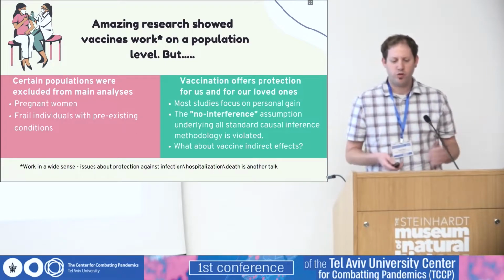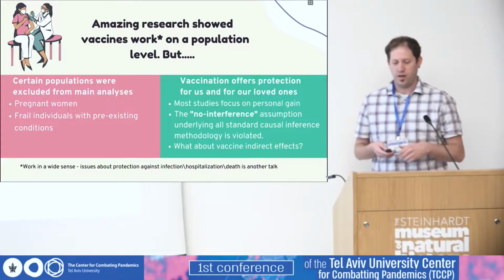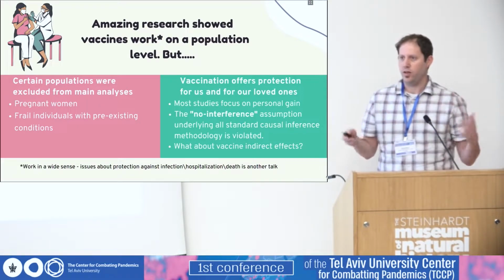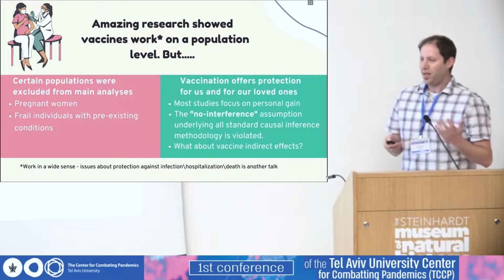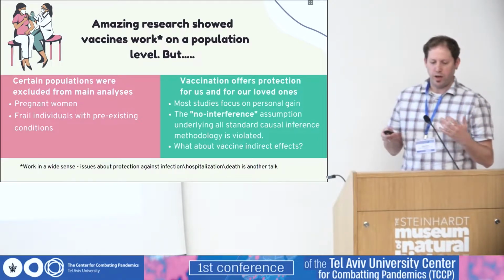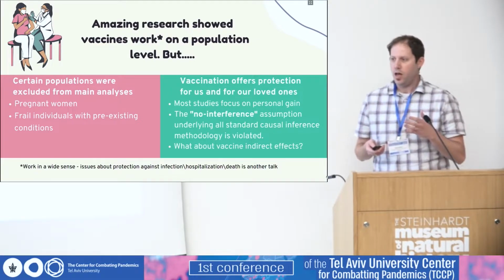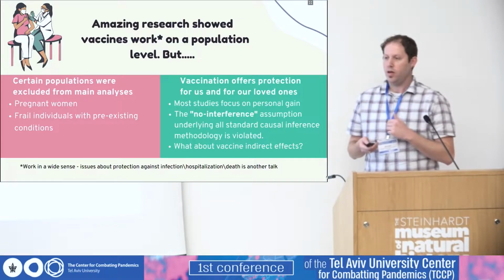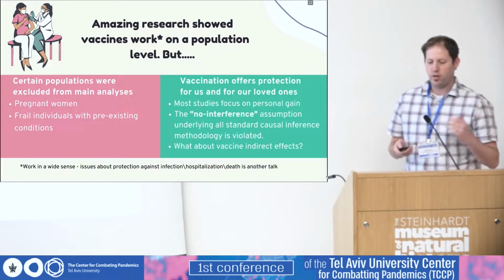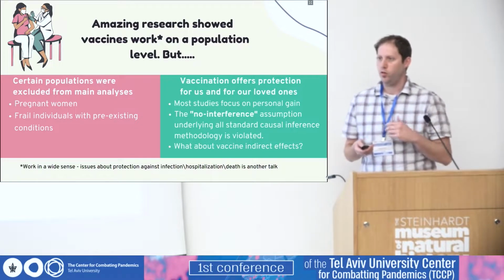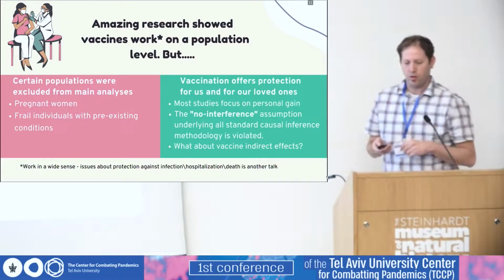So amazing research showed that vaccines work on a population level, including observational studies. You know, the Pfizer trial, the first Clalit paper, but certain populations were excluded from the main analysis, and we already had a talk about that today. And I want to talk about pregnant women, both in terms of safety and effectiveness of vaccines, and frail individuals with pre-existing conditions. So specifically, I'm going to talk about inflammatory bowel disease patients.